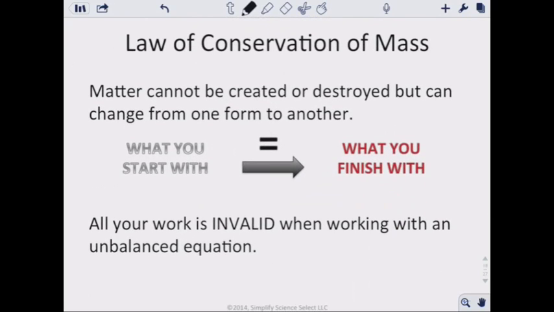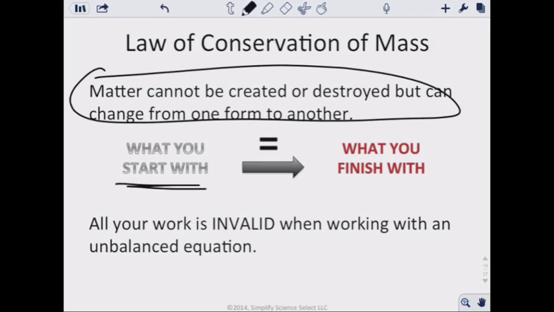Now, the law of conservation of mass. The law of conservation of mass says that matter cannot be created or destroyed, but can change from one form to another. Essentially, summing all of this up, whatever we start with is what we finish with. Those atoms get rearranged and they can be put together in different ways, but what we start with is what we finish with. We have to have the same number of atoms beginning and ending. We can't just make up atoms from anywhere.